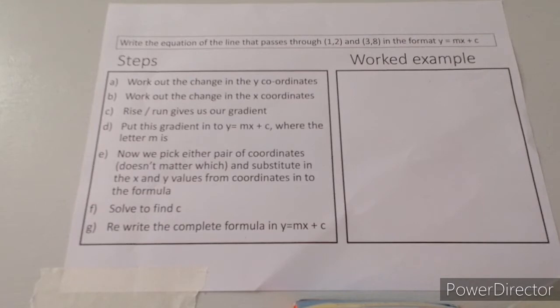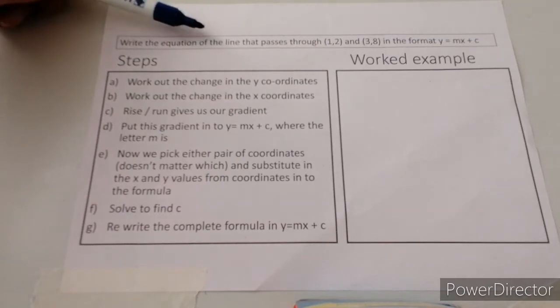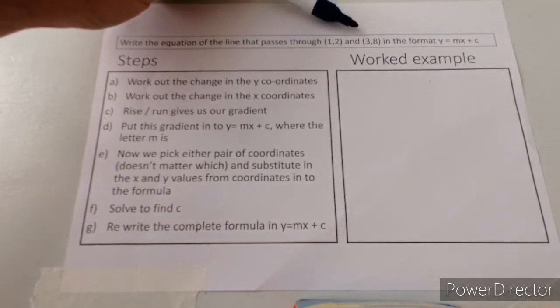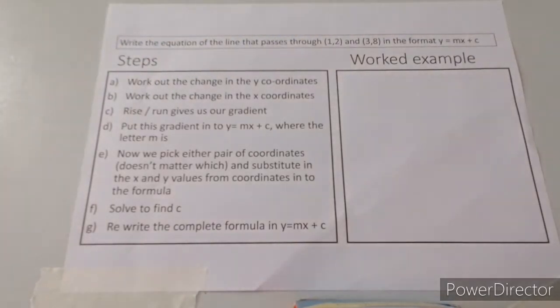Okay, so the question we've been given now is written here at the top of the page. And what we're asked to do is write the equation of the line that passes through points (1, 2) and (3, 8). And we're asked to write that in the format y equals mx plus c. So we know it's an equation of a straight line because it's talked about y equals mx plus c. So it's going to be y equals and then a number next to x and then a number.